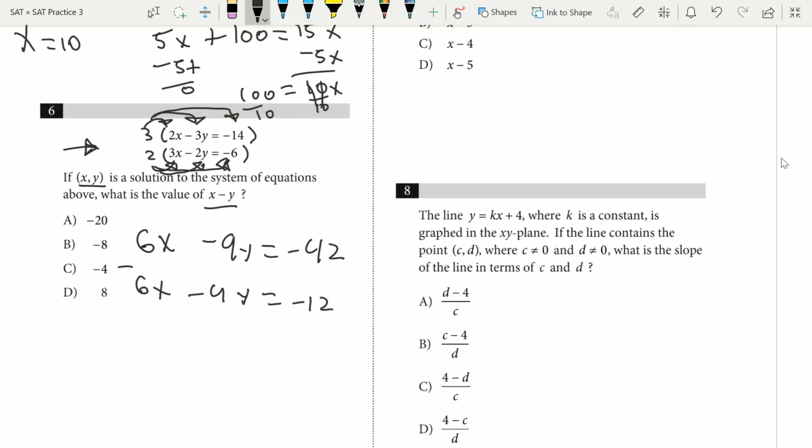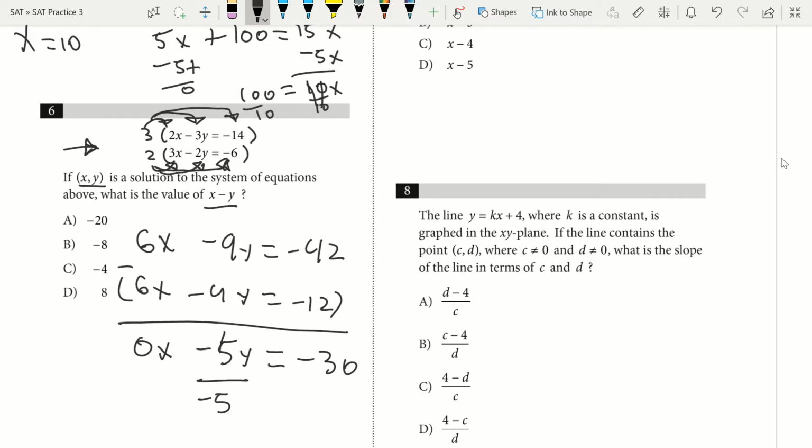Now I go ahead and subtract my bottom equation from my top equation. 6x minus 6x gives me 0x. Negative 9y minus negative 4y. Well, minus negative 4y gives me plus 4y. Negative 9y plus 4y gives me negative 5y. And then negative 42 minus negative 12. Well, minus negative 12 gives me plus 12. So I'll have minus 42 plus 12, which will give me minus 30. Now I go ahead and I divide both sides by negative 5 to isolate y.